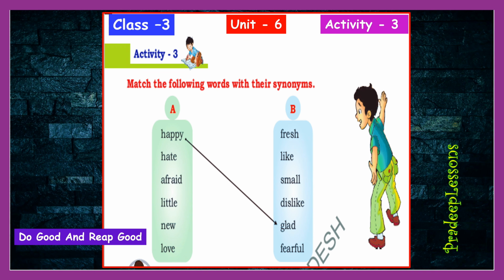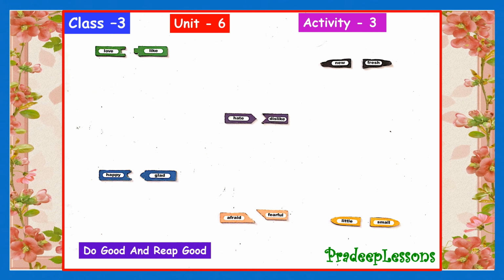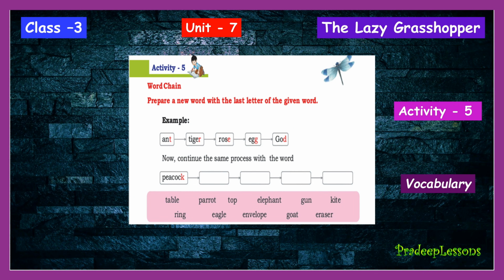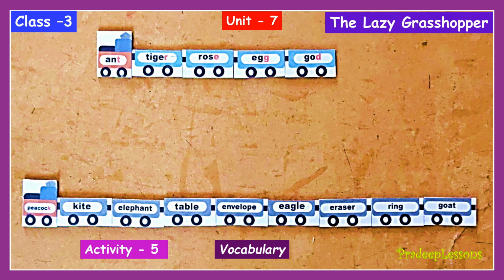Next, my TLM is about synonyms. For the synonyms, I made this type of matching cards TLM. Next, my TLM is about word chain. For this word chain, I made this type of train TLM. It is very interactive. Children can participate actively.